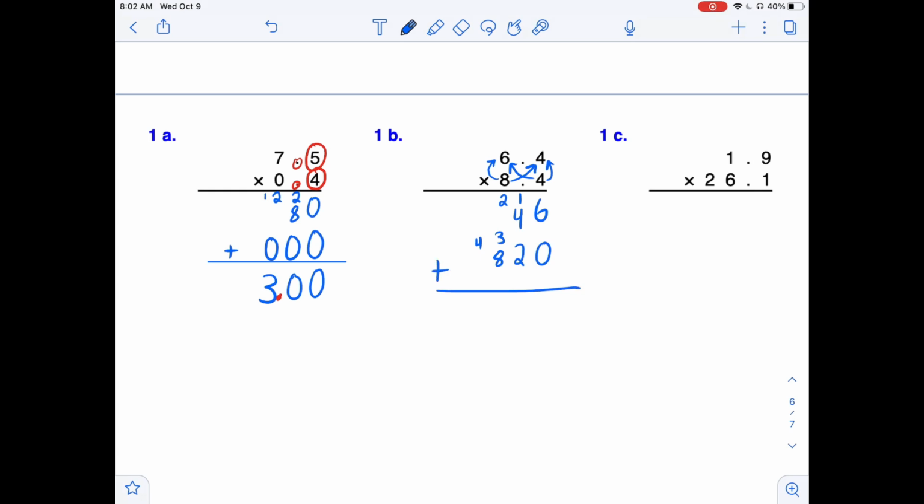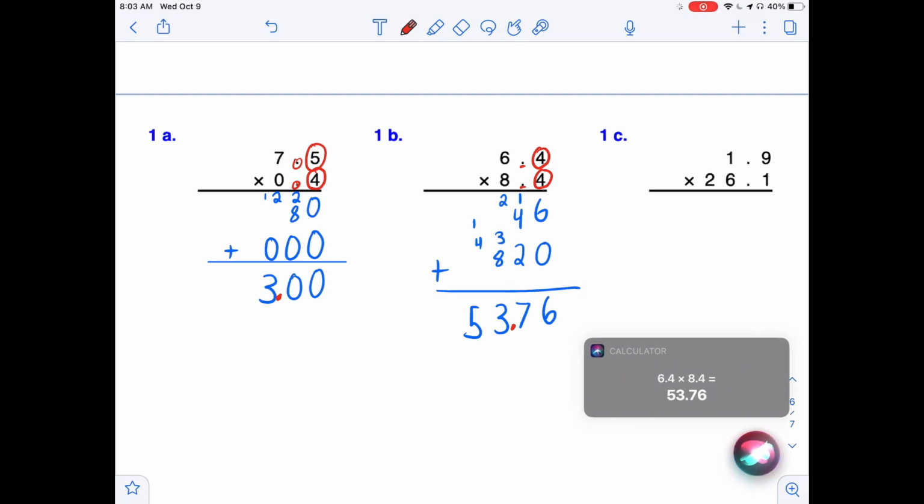So 6 plus 0 is 6. 1 plus 4 plus 2 is 7. 2 plus 3 plus 8 is 13, so I have to write down the 3, and then I carry the 1 over top. 1 plus 4 is 5. And now I have to think about the decimals again, right? So the decimals are here, and there's 2 numbers behind the decimals, so I have to move the decimal point 2 places. And my final answer would be 53.76.